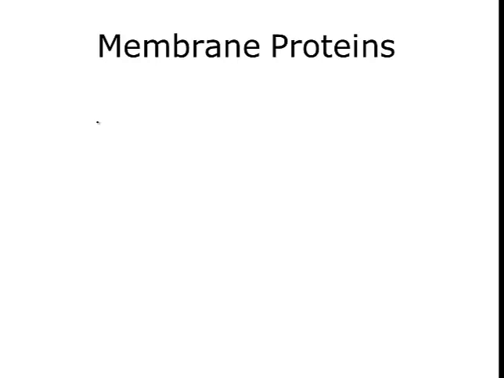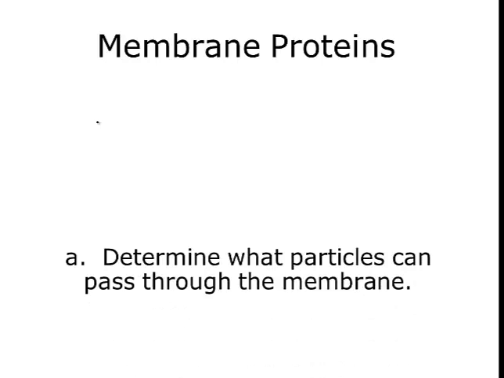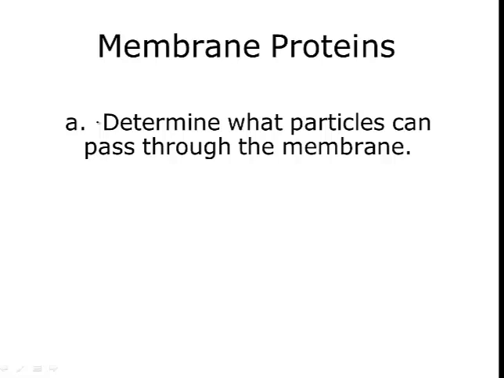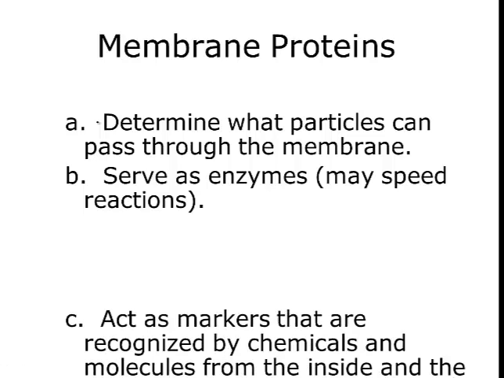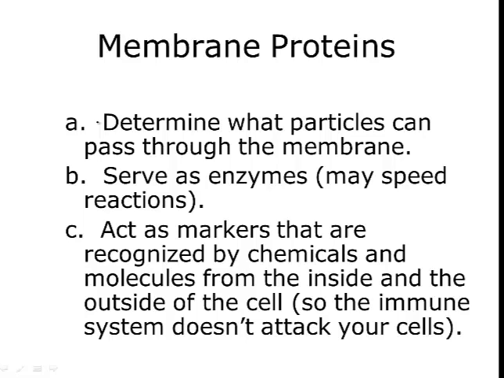All right, so let's take a closer look at the actual proteins that are within a cell membrane. So the purpose of the proteins, they're going to determine what particles can pass through the membrane. So they're kind of making the decision as to what kinds of things can get through. Some of them are also going to serve as enzymes for the cell, so they can speed up chemical reactions. So a lot of times cells have to come in contact with other elements that are in the body or whatever, and they have to make things happen quickly. So you have some proteins that are going to act as enzymes. And then you have many that are going to act as markers for recognition.